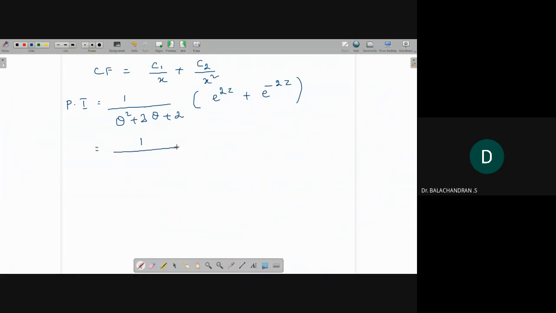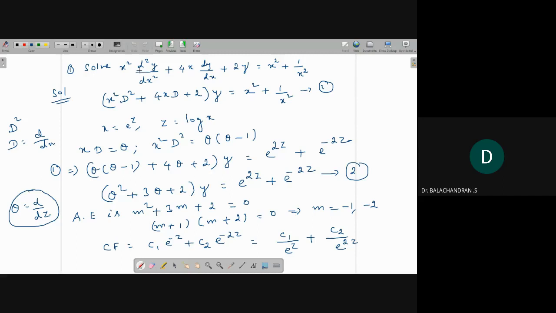So the PI is 1 by theta square plus 3 theta plus 2 into e power 2z, plus 1 by theta square plus 3 theta plus 2 into e power minus 2z. This is the original equation, and using the substitution we got equation 2, which is a linear differential equation with constant coefficients. You can check it: before theta square we have 1, here 3. So you can easily solve this problem.